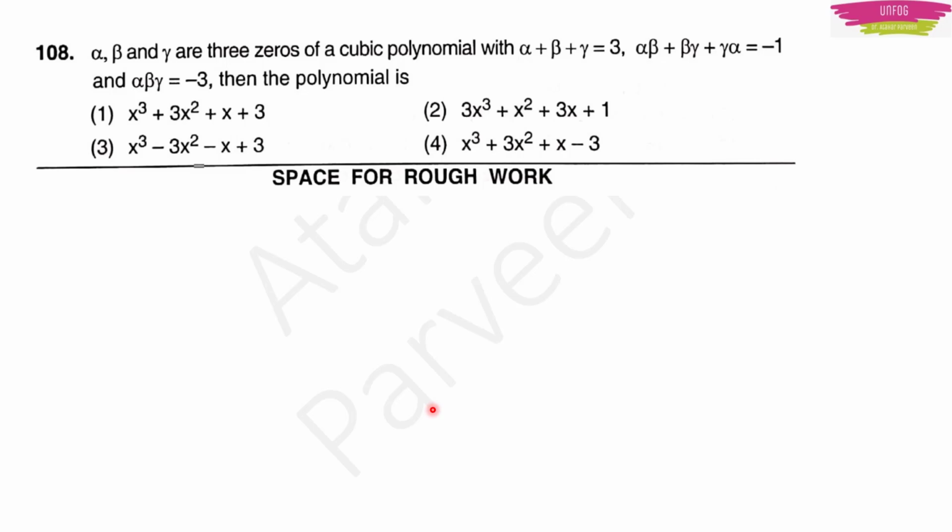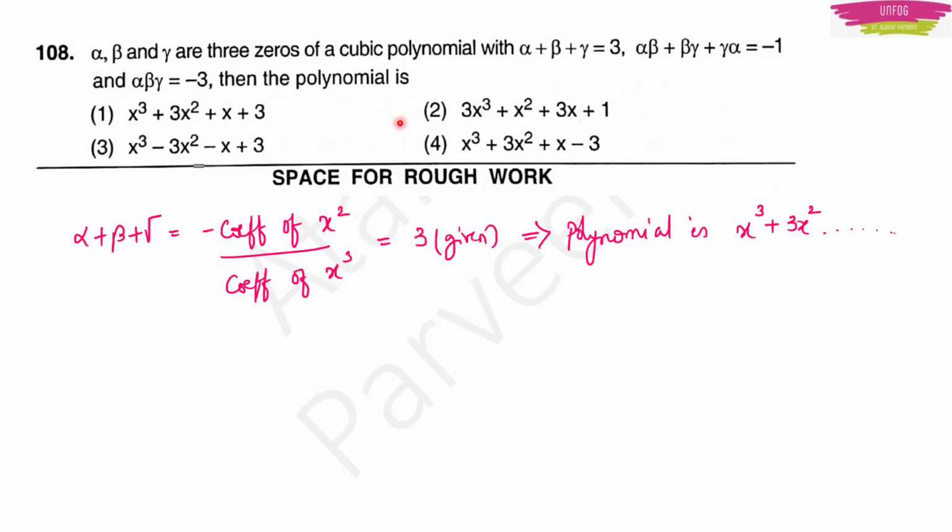Next, question number 108. This is a simple and common expected question only. Alpha, beta, gamma are three zeros of a cubic polynomial with alpha plus beta plus gamma is 3. Alpha beta plus beta gamma plus gamma alpha is -1. And alpha beta gamma is -3. Then polynomial is. So here we should know the formula that alpha plus beta plus gamma is minus coefficient of x square upon coefficient of x cube. And it is given as 3, right?